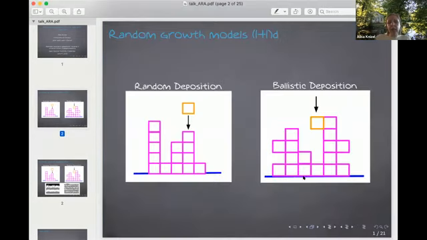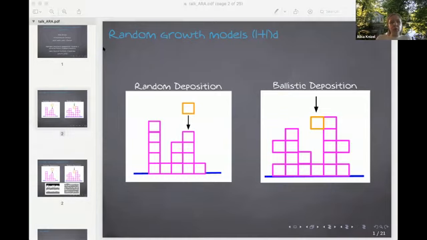So the KPZ equation models the stochastic growth of interfaces. Let us compare the following two models, which are presented on this slide. On the left, we see the model called the random deposition model, which is one of the simplest and least realistic models for a randomly growing one-dimensional interface.